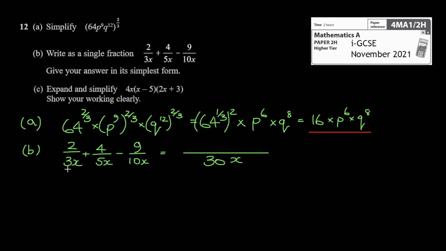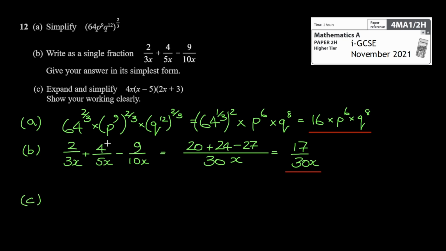So we've just got to do the routine. 3x into 30x goes 10 times. 10 times 2, 20. So the next one, 5x goes into 30x 6 times. 6 times 4, 24. 10x goes into 30x 3 times. 3 times 9, 27. So this is negative 27. And this is equal to 17 over 30x. And as 17 is a prime, that ain't going anywhere. So this is your answer.